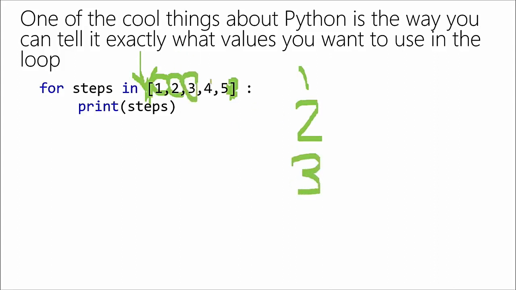Now, instead, this number here could be 44. That's fine. And if it was 44, then steps would be 44. I happen to enter 4. And the last time through the loop, it is 5.